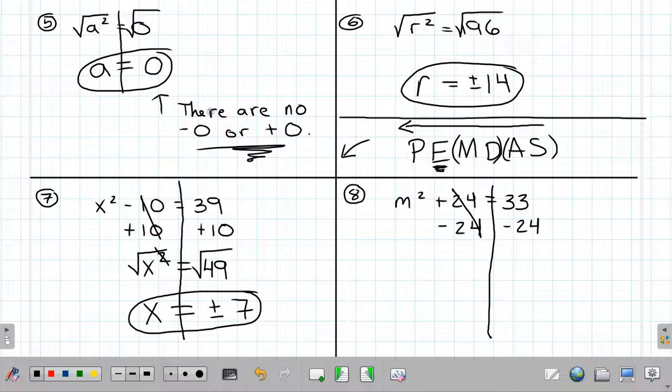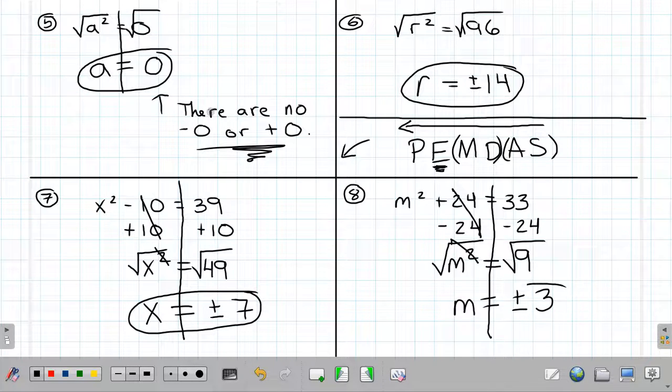The whole point here is those go away. We get m squared is equal to 33 minus 24, which is 9. Then, once again, the last step with these types of equations is to take the square root. So we get m is equal to, once again an easy one if you know your times tables, what number times itself equals 9? Well, that is 3 and -3.